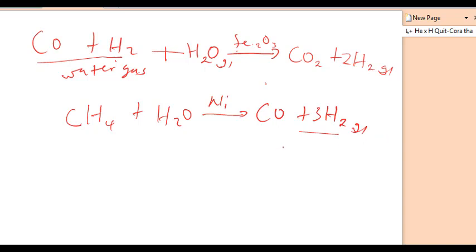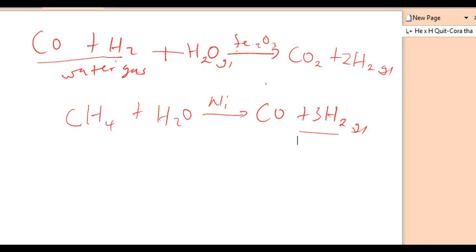Another method is through electrolysis. During electrolysis of some chemicals like brine, acidified water, and other compounds, there is a production of hydrogen gas. So those are the methods that we use in preparing hydrogen gas.